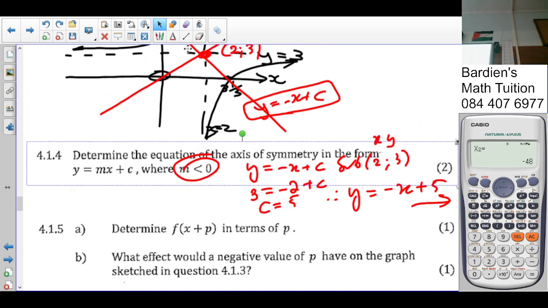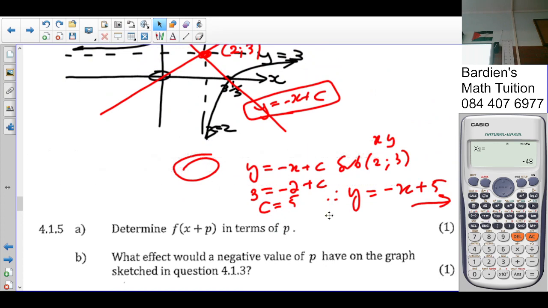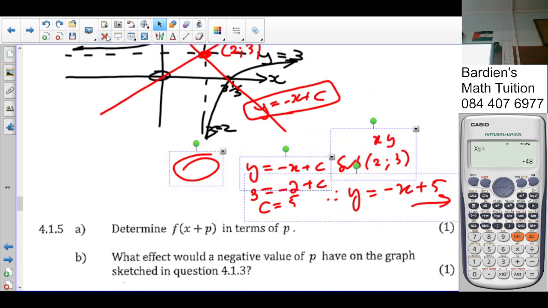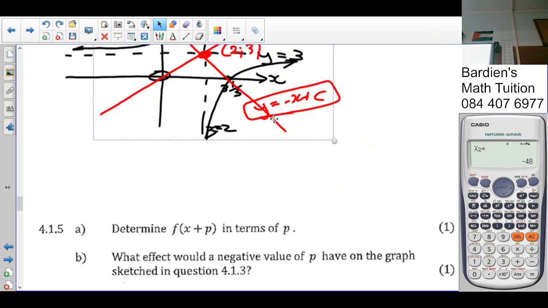Then the question says, I'm taking this out here so that you can keep the diagram in focus. Let's take this out here.